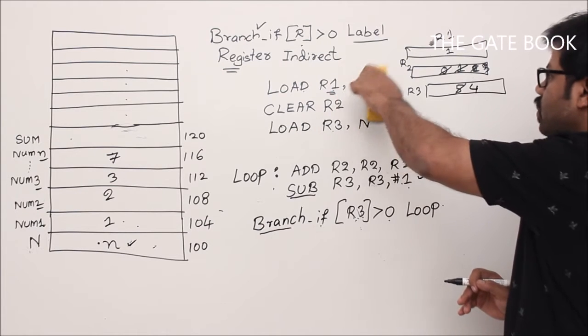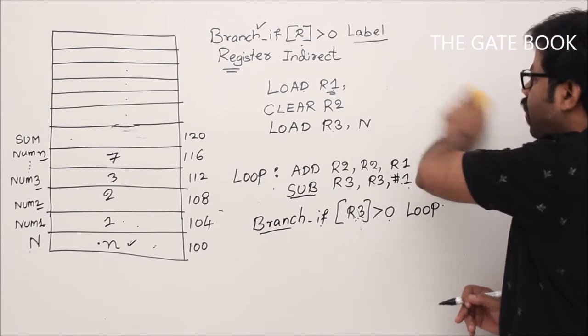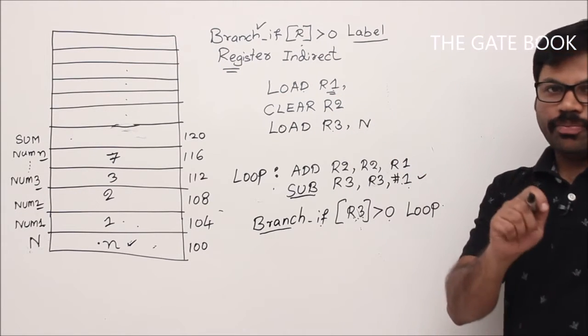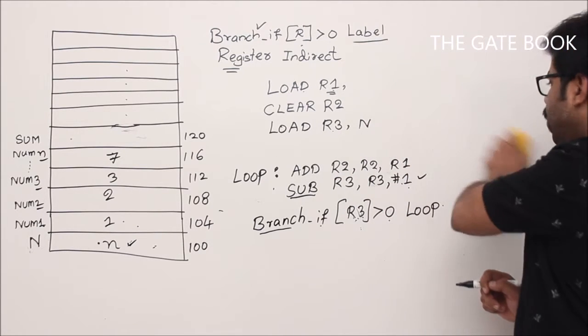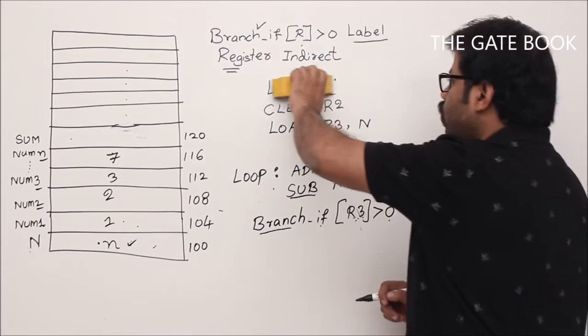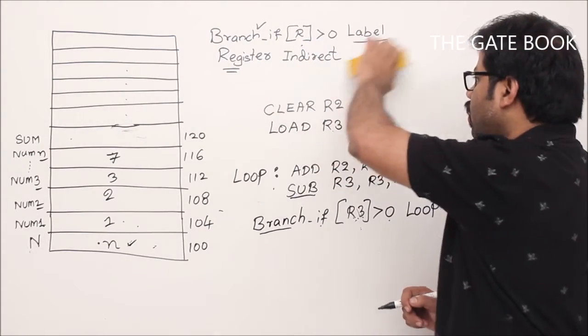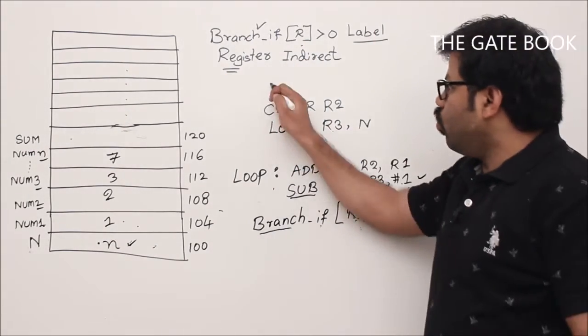That's why we have a clever idea. This is the place where we use register indirect addressing. How register indirect addressing will help, I will tell you. For that, you should know one more instruction. What is that? It is the move instruction.